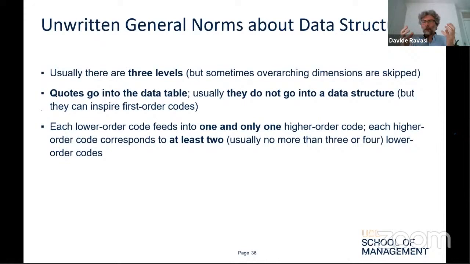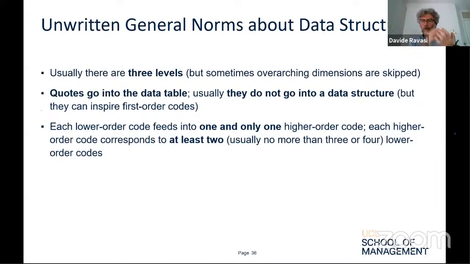You shouldn't have one first order code feeding into one second order code, because, okay, if it's one and one, why do you feel the need to have different labels? Or then the theoretical labeling may not be so robustly grounded in the data. So my suggestion would be to try to unpack the empirical evidence a little better so that you have at least two or three first order codes for every second order code.